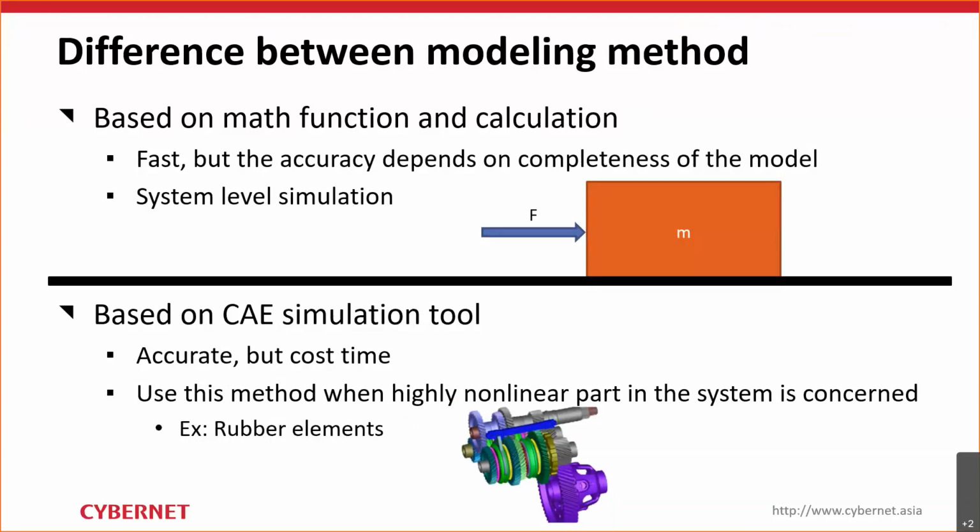The other modeling technique is the finite element model, which uses a CAE simulation tool. The idea is separating the model into finite meshes and simulating each mesh's response. CAE simulation can have a high accuracy. However, the trade-off is simulation time. Generally, we will spend tons of time to simulate one part of a vehicle. We will probably use this method when a highly nonlinear part in the system is concerned.